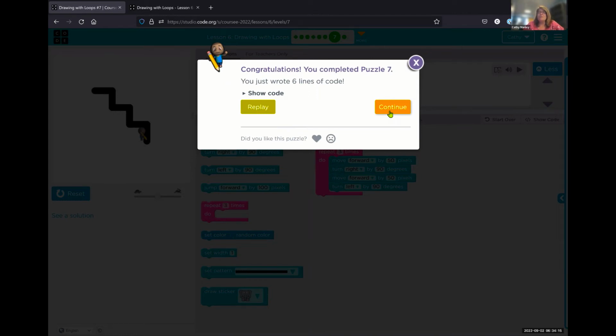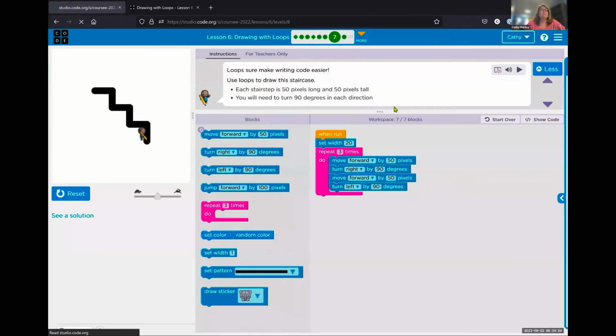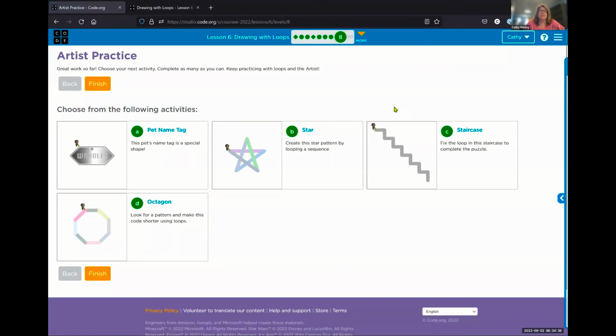Another thing you can do at this point is to compare and contrast the loops for the triangle, the square, and the staircase, and talk about, how do you determine those loops? Again, back to that problem solving: what was the task that you were trying to accomplish? Once they finish those puzzles, they go on to this set of puzzles where they can practice. There's a variety of activities here.